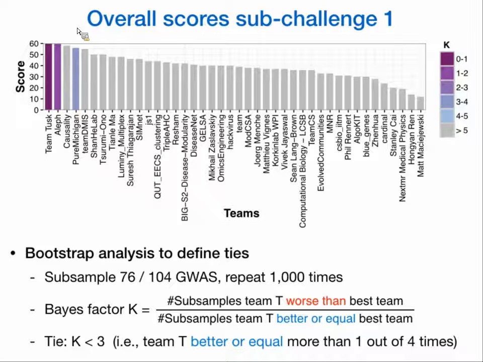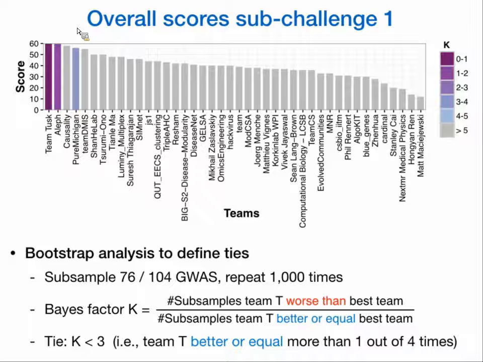We did that 1,000 times and computed this Bayes factor, which basically boils down to how many times a given team was better or equal than the best performer. And this Bayes factor of 3, which we defined as a tie, if it's smaller than 3, means that a team outperforms the best performer 1 out of 4 times if you do the subsampling.